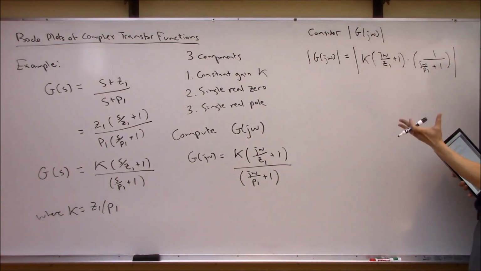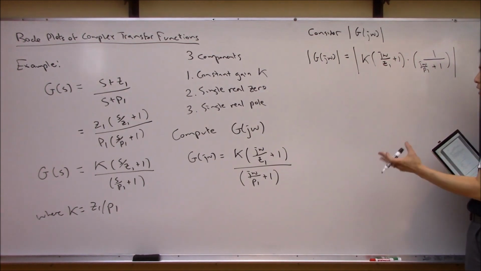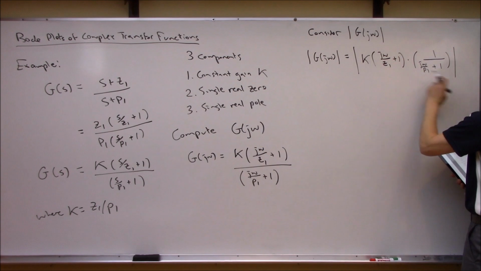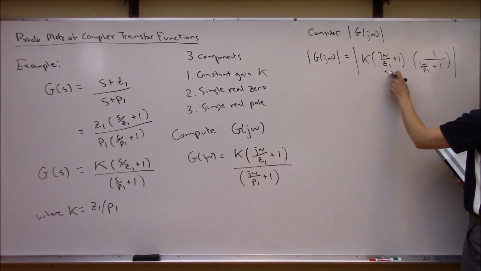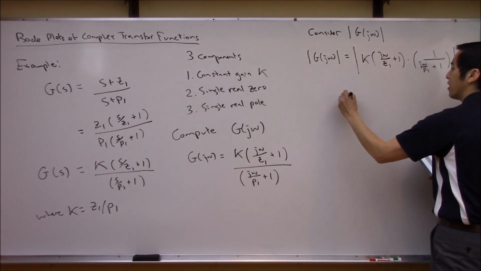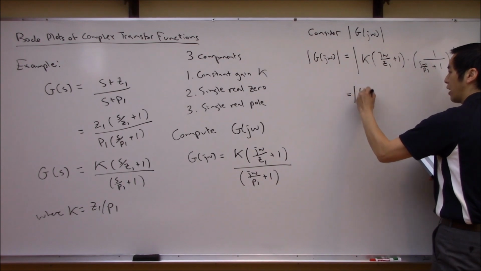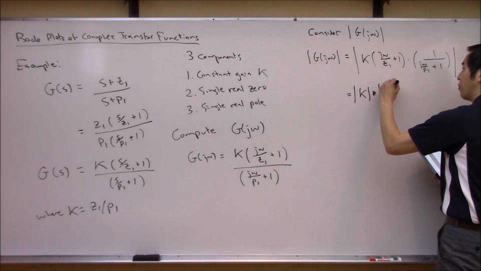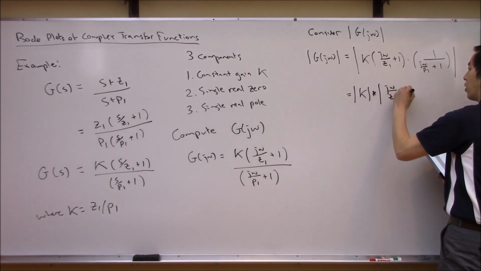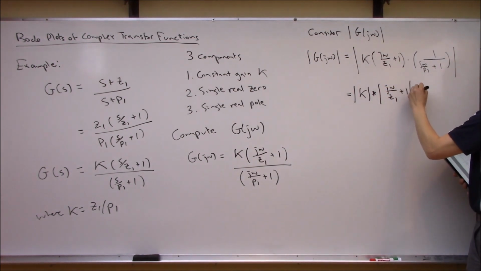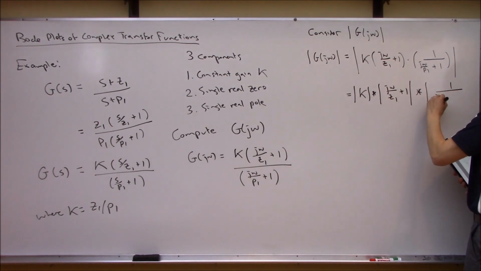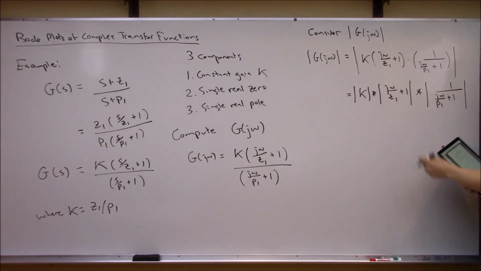Now, since we're only concerned about the magnitude of this complex number, does everyone agree that this norm operation can just be distributed to these three products? In other words, this is the same thing as saying the magnitude of k times the magnitude of (j omega over z1 plus 1) times the magnitude of 1 over (j omega over p1 plus 1).